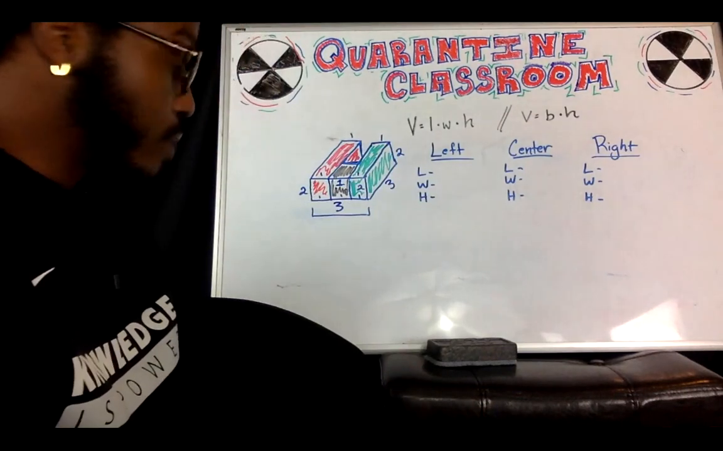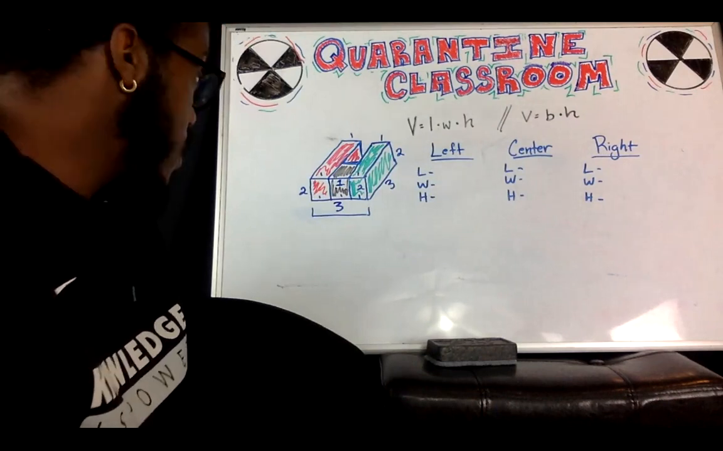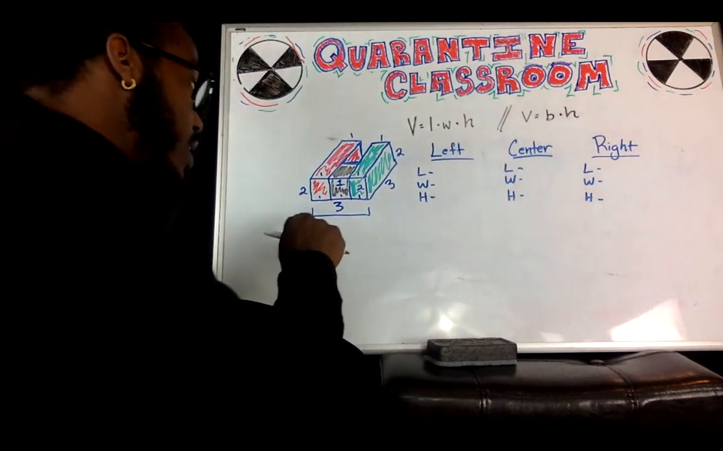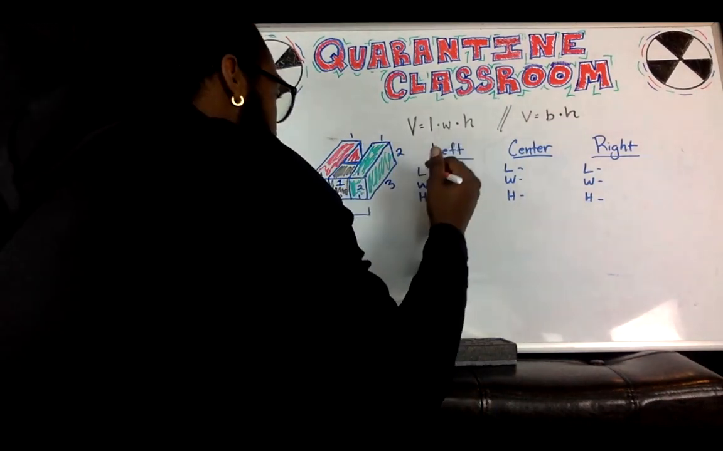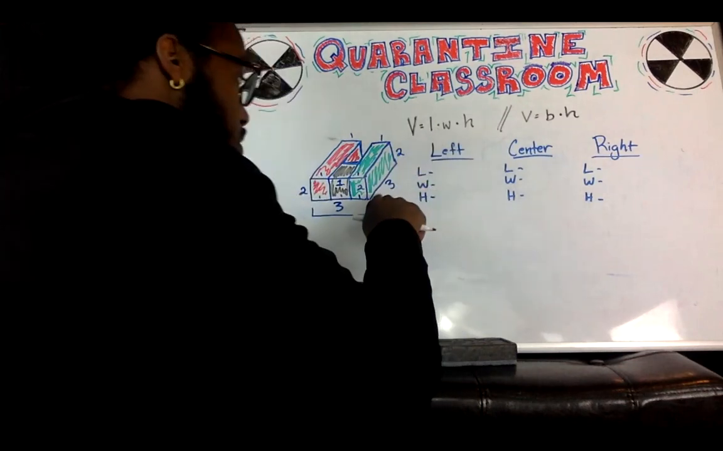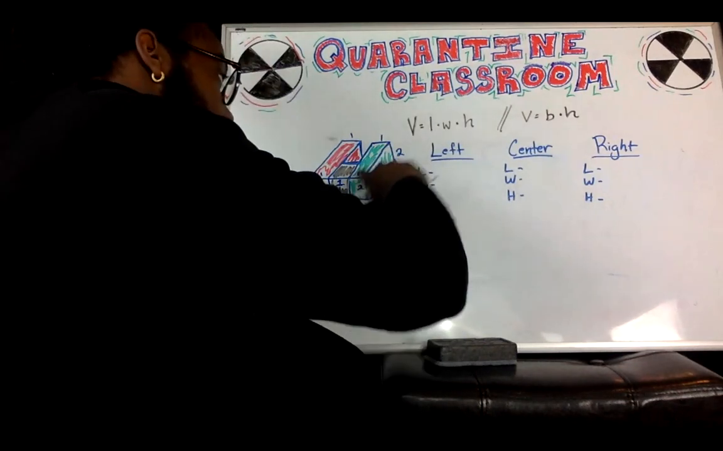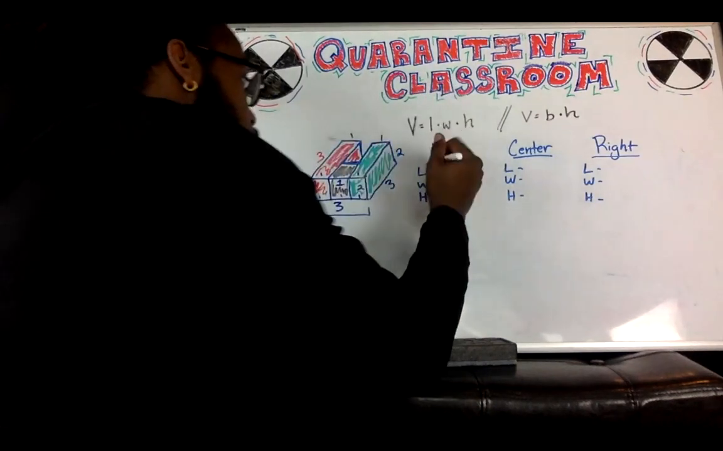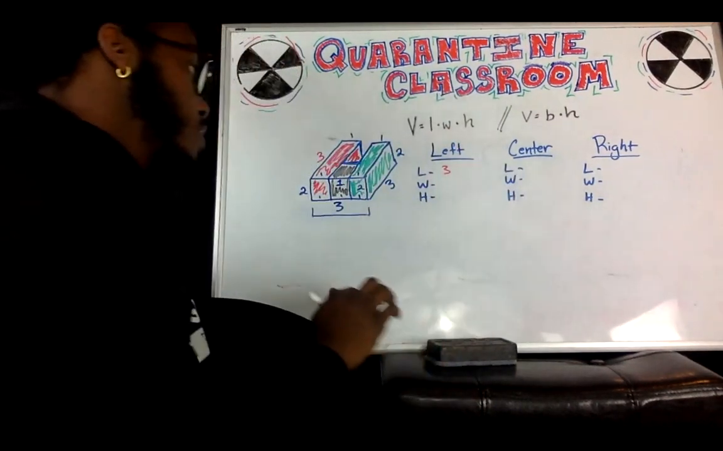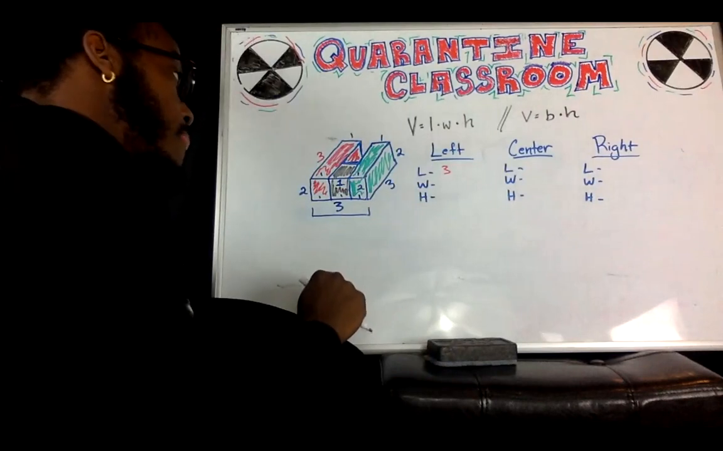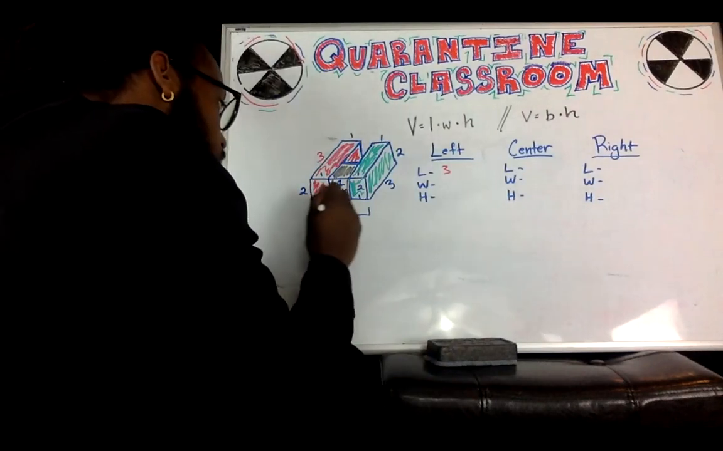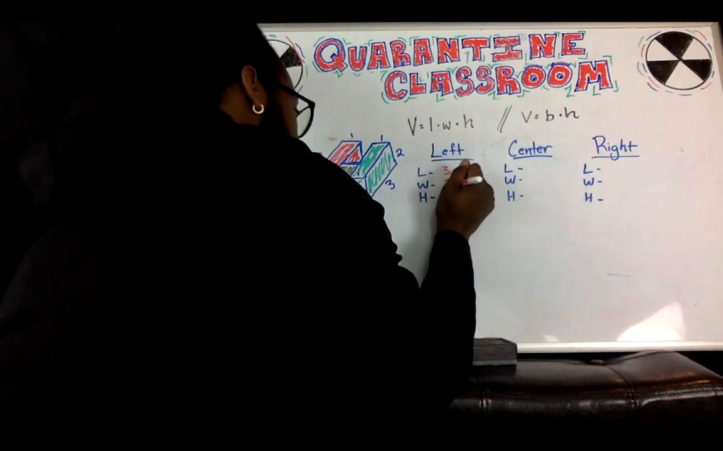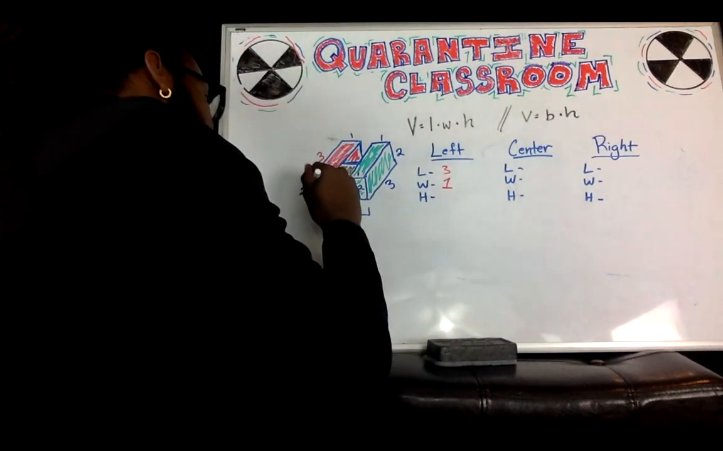So the left side I'm noticing has the following dimensions. The left side is 3 units long, because if this unit is 3, then this line is 3, then this line is 3, then this one is 3. So it's 3 units long. It's 1 unit wide, and it's 2 units high.